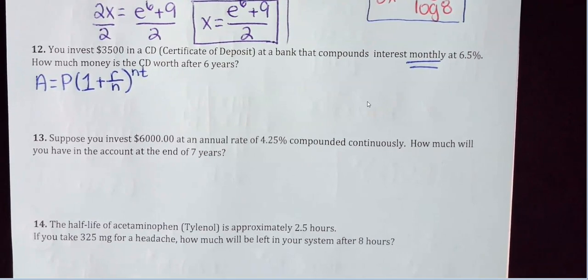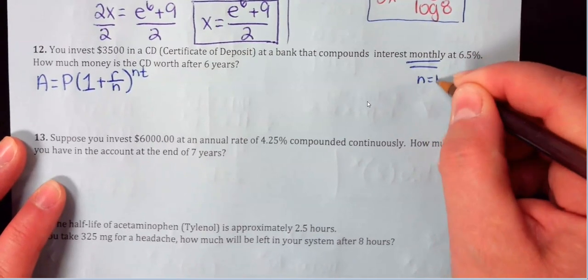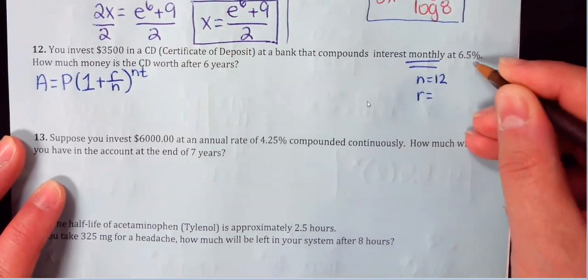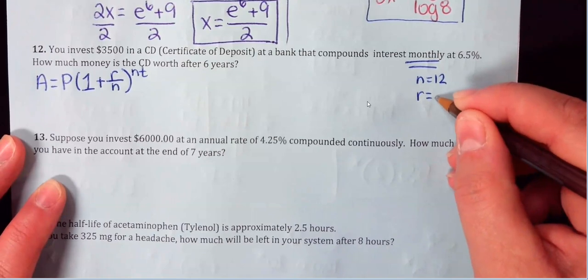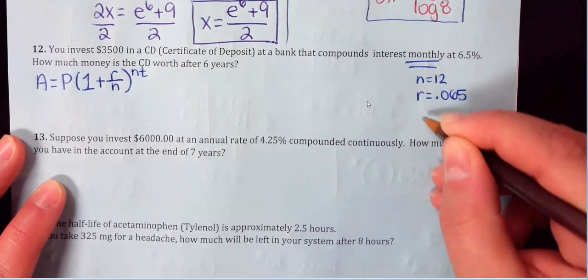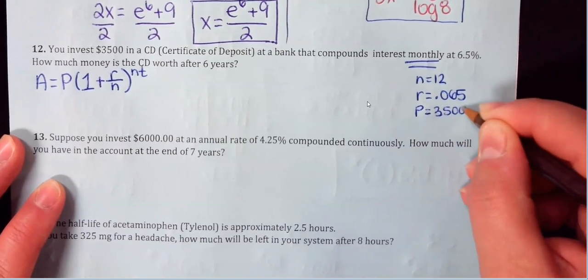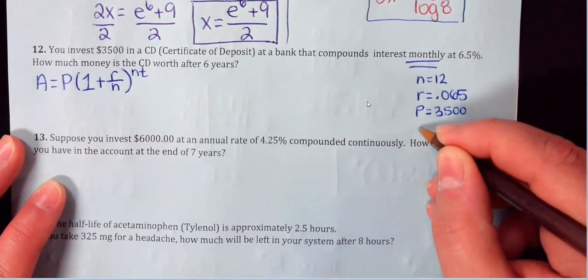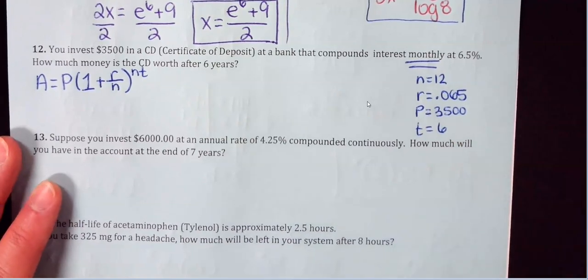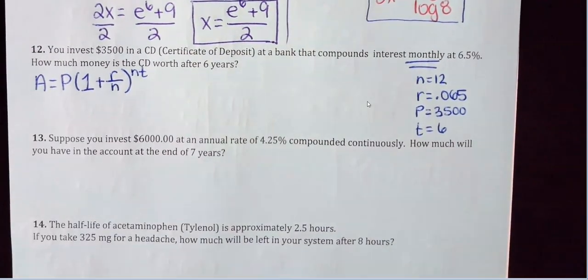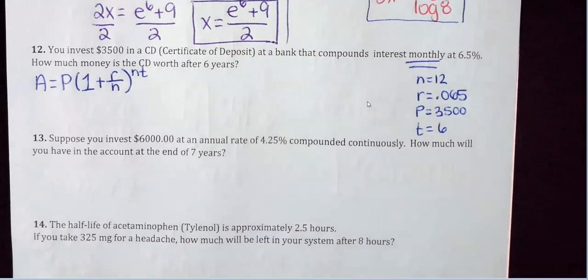Now, if I compound interest monthly, how many times a year would I get interest applied? 12. So n here is going to be 12. The interest rate is 6.5%. You have to change that to a decimal, so 0.065. Your principal is your initial investment, your $3,500. And the time here is 6 years. Once you have this, you're just going to plug the whole thing into your calculator. You don't have to do anything. We're not going to do a log or anything like that.